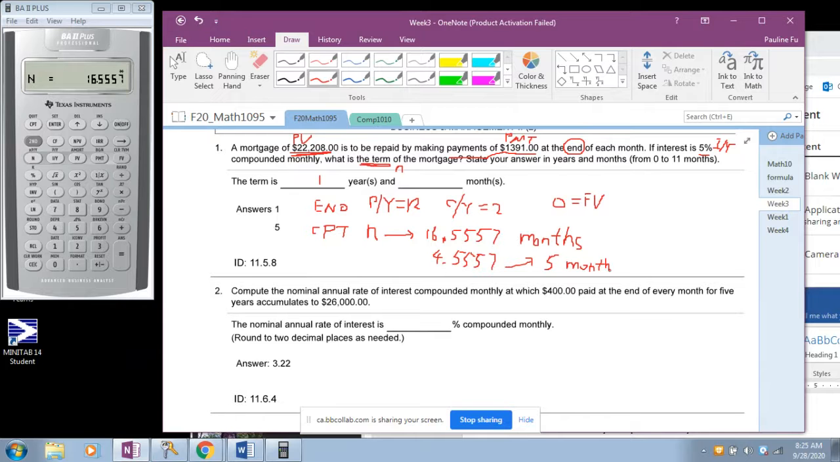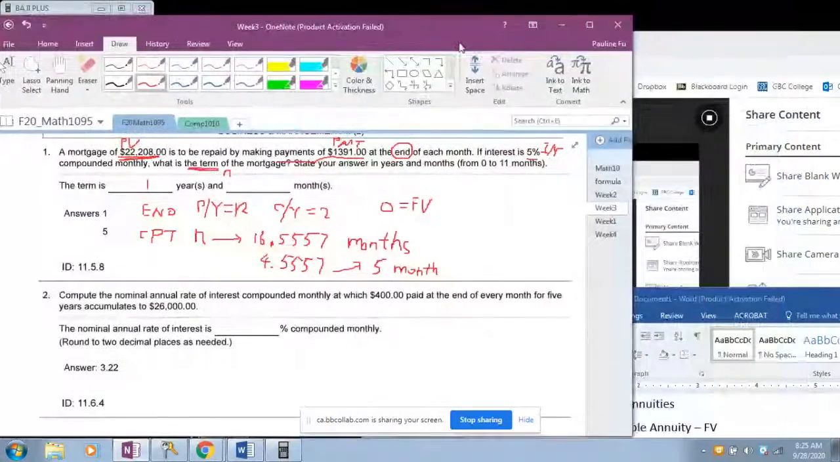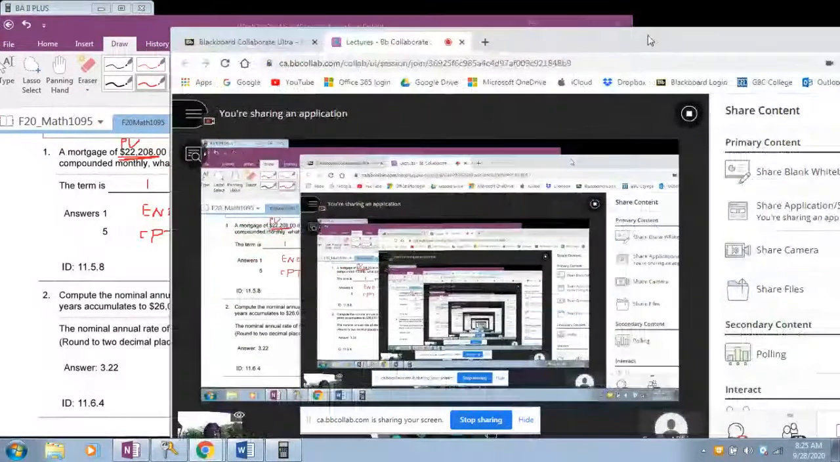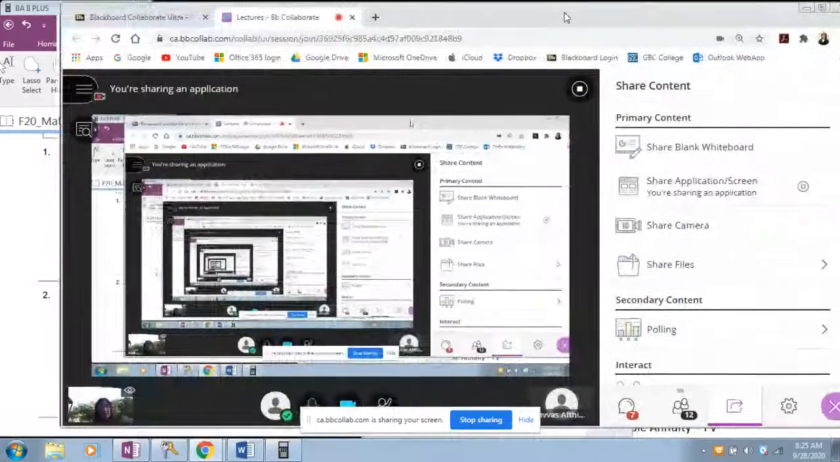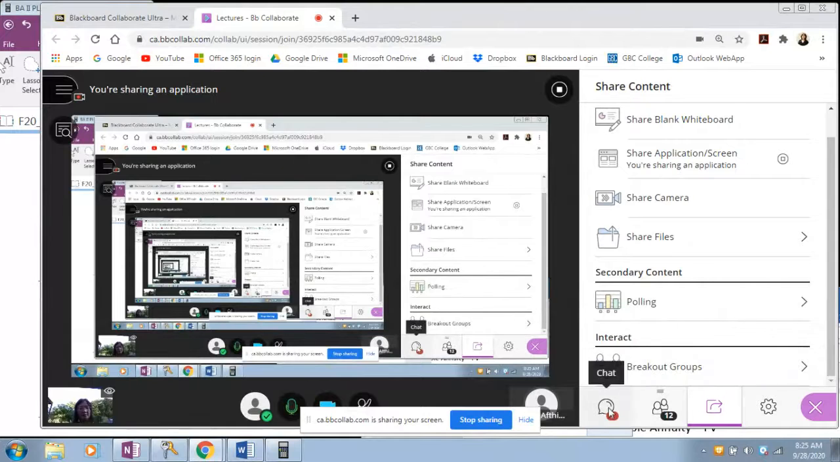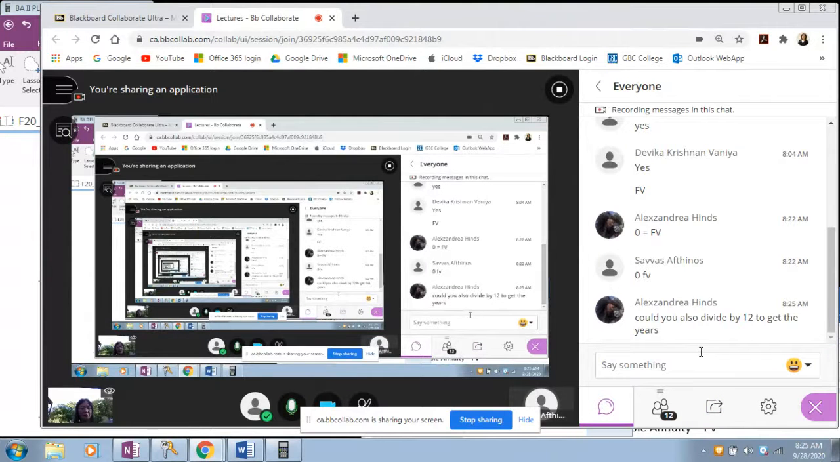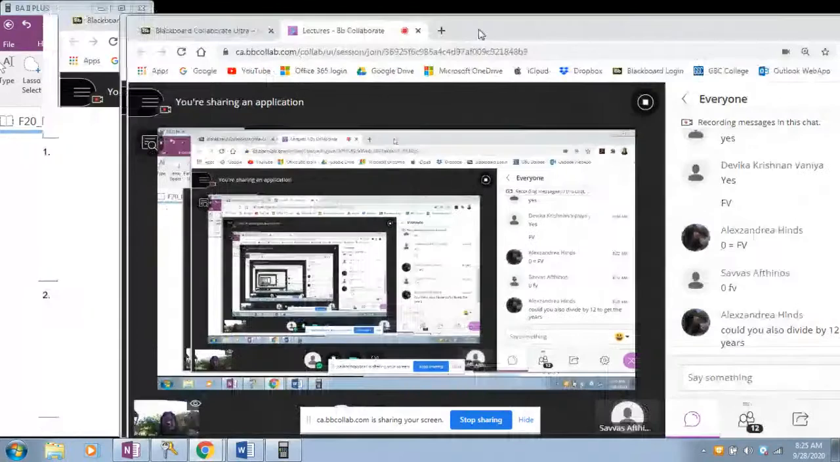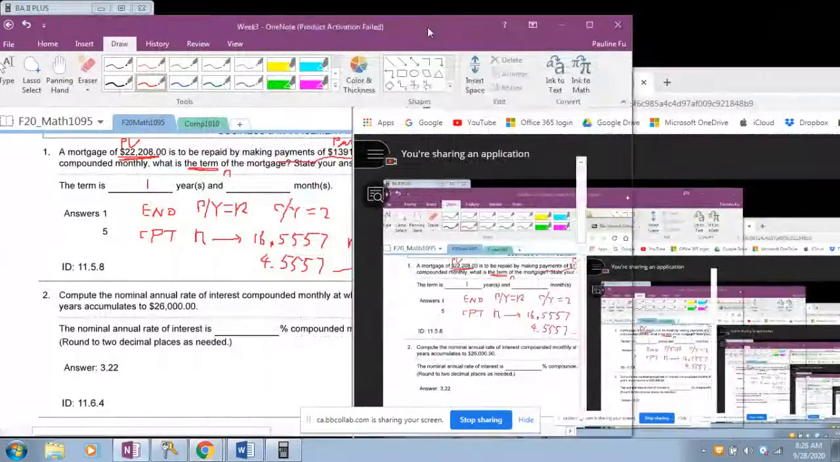So that is how you find the term N. Okay, I heard a question. I will check. What is the question here? Could you also divide by 12 to get the years? The question was, can you divide by 12 to get years? Sure, you can do that.